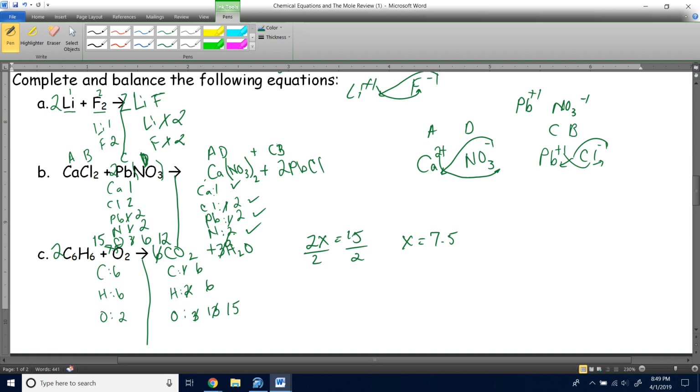Let me write it right here on the bottom so it's a little easier to look at. 6 right here. That means we have 12 on this side, and we have 12 on this side. We also have 12 carbons on each side. And on this side, we have 30 oxygens, and on this side, we have 30 oxygens.